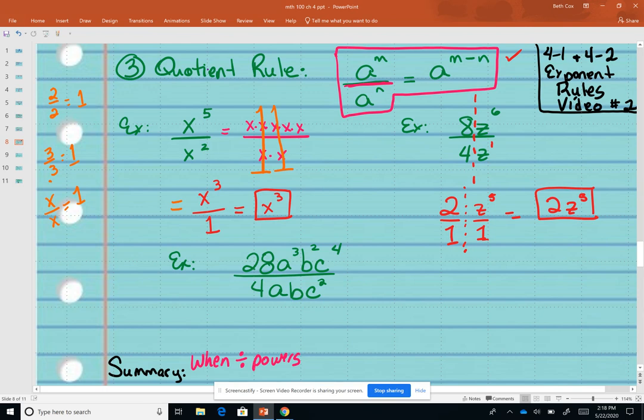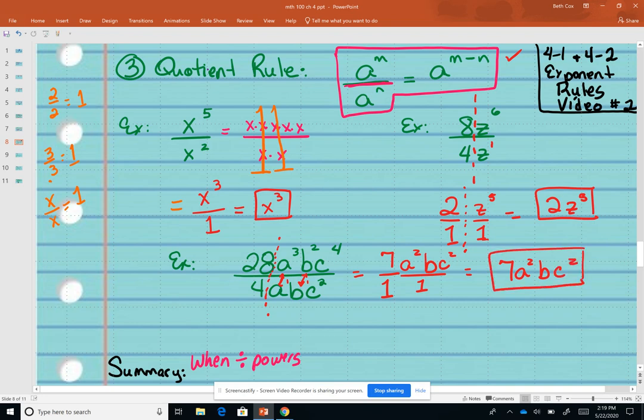Now this next one's a little bit more complicated. It's got multiple variables. I am going to divide the numbers. 28 over 4 is just 7. It's 7 over 1, and I don't need the 1. I'm going to leave it there for right now. Now when I do the a's, 3 minus 1 is 2, so that would be a to the second. For the b's, 2 minus 1 is 1, so that's just b. And then 4 minus 2 is 2, so c to the second. Again, these are all over 1. And so that's my answer for this one.